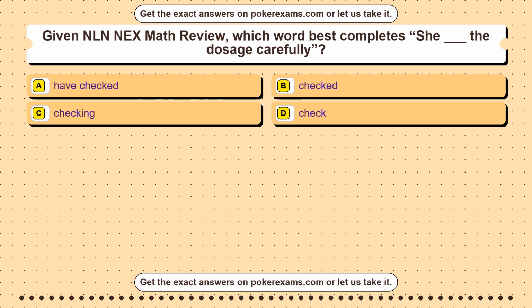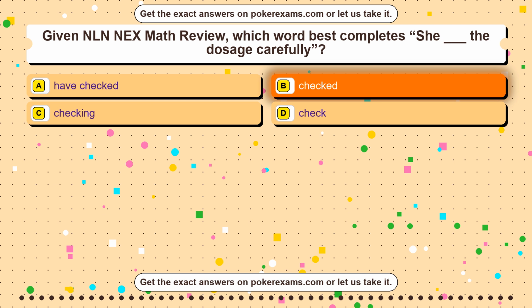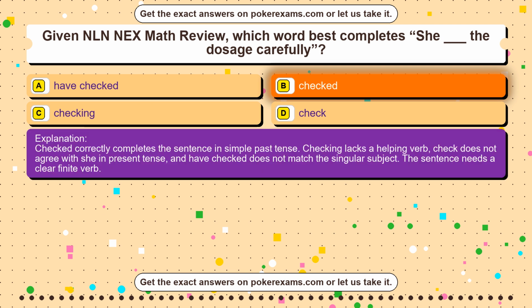Question 28. Given NLN NEX Math review, which word best completes: she blank the dosage carefully? Option A. Have checked. Option B. Checked. Option C. Checking. Option D. Check. The correct answer is option B. Checked. Checked correctly completes the sentence in simple past tense. Checking lacks a helping verb, check does not agree with she in present tense, and have checked does not match the singular subject. The sentence needs a clear finite verb.